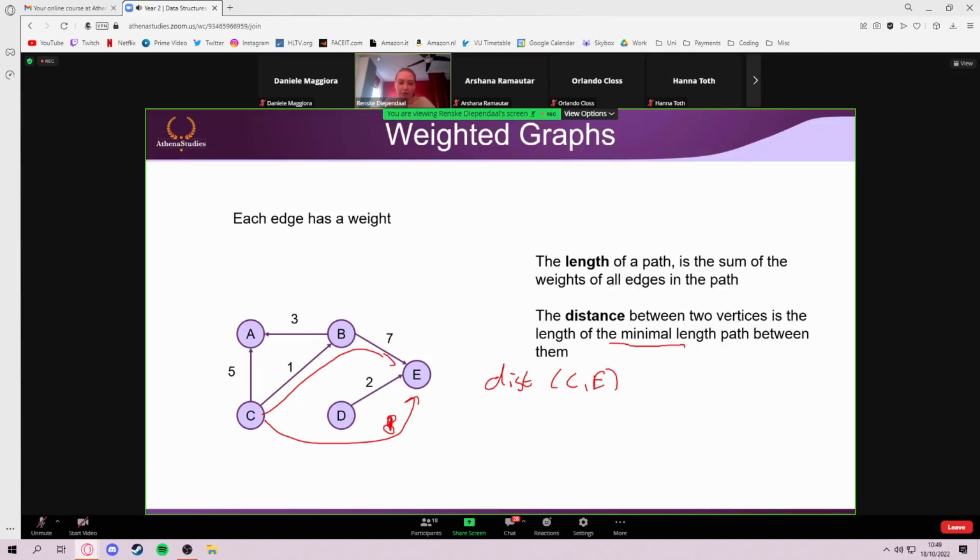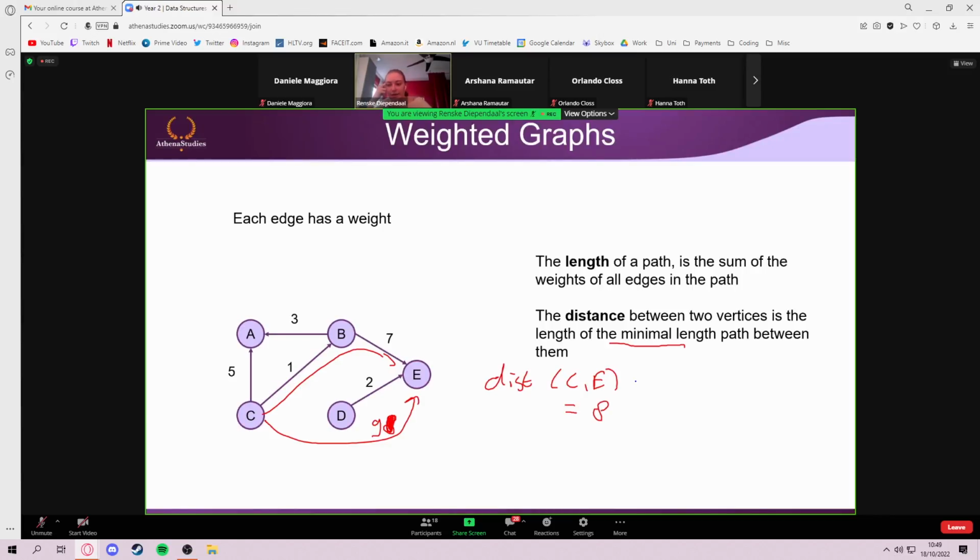Right, so let's make this one a 9. So we could either take this path, and we have 1 plus 7 is going to be 8. Or we can take the direct path, but it would have a distance of 9. So this distance will be equal to 8.